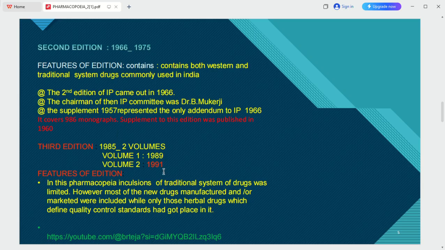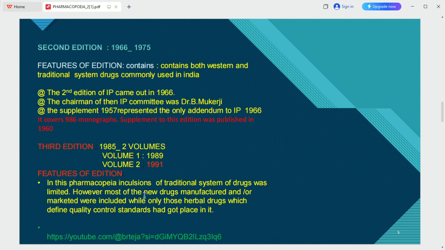Okay, next, the third edition. The third edition was published in 1985, and there are two volumes in the third edition. Volume 1 in 1989, Volume 2 in 1991. How many volumes are in the third edition? Two volumes. Volume 1 was published in 1989, Volume 2 in 1991.